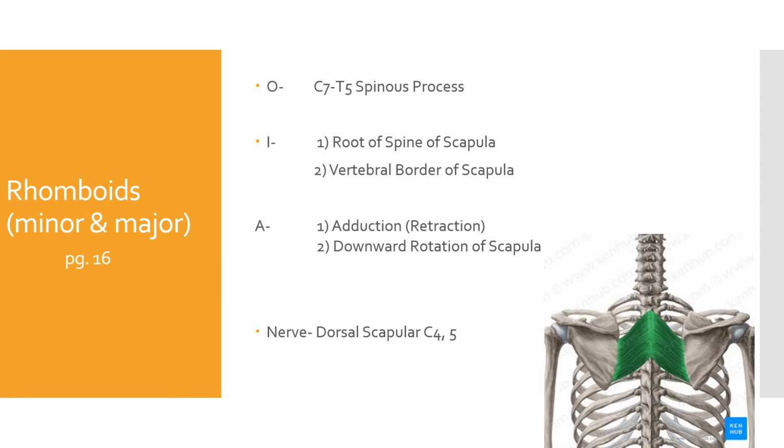Rhomboids, minor and major, origin, C7, T5 spinous process. Insertions include root of the spine of scapula and the vertebral border of scapula. Two actions include adduction or retraction, as well as downward rotation of scapula.